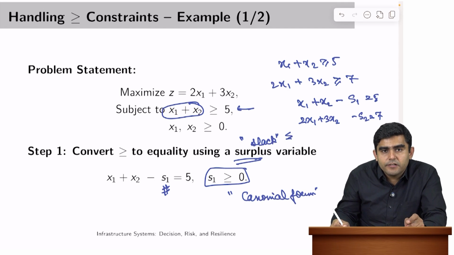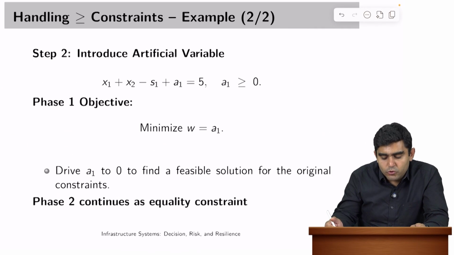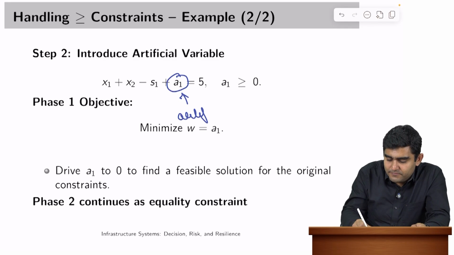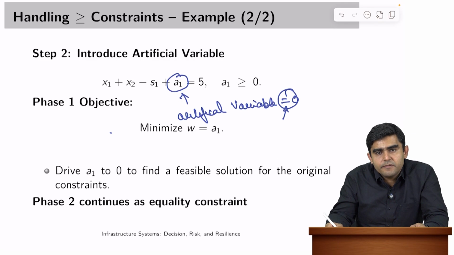Now, whenever I do not see a canonical form immediately after introducing these variables, I will again resort to adding the artificial variable, as I did in case of equality constraint. So, this is exactly what I did when I was dealing with equality constraint.